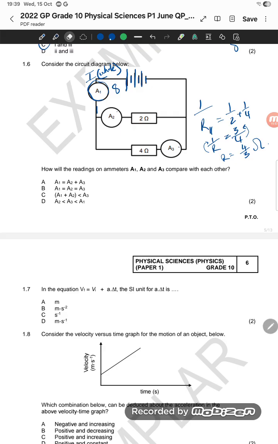Okay, so can you see I just said the current splits? If I've got 8 here, and I've got 6 here, and I've got 2 here, ampere. Can you see the 2 plus 6 will give me that? Because it did a split. So some of it went there, some of it went there. Only when you're in parallel. In series, it's all the same. So I would say A1 is equal to A2 plus A3.